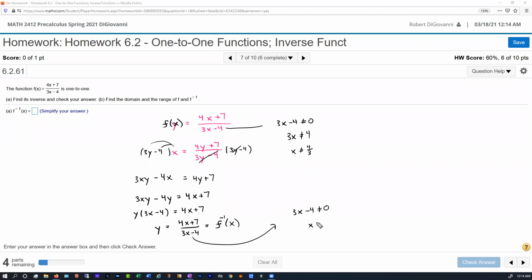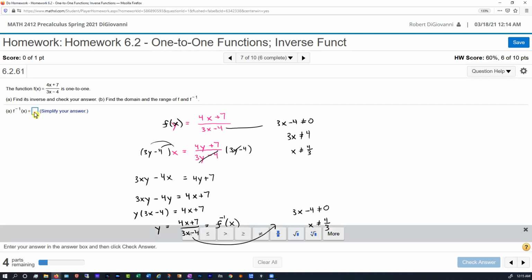Oh, wow. You know what I just realized? Kind of cool. This is an interesting function. The inverse is the same function, right? 4x plus 7 over 3x minus 4. This seems strange. Let's see. It's a fraction, so let me put the fraction in there. It is 4x plus 7 over 3x minus 4.